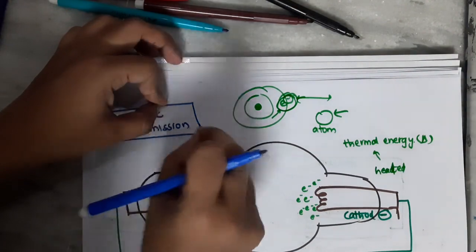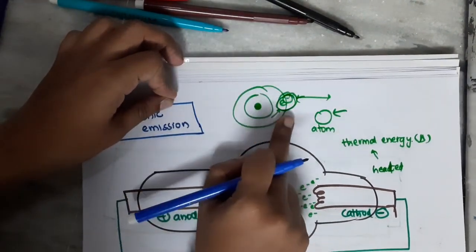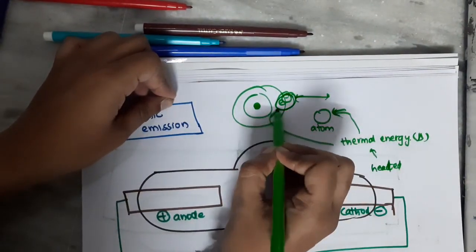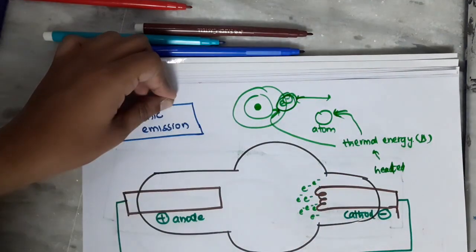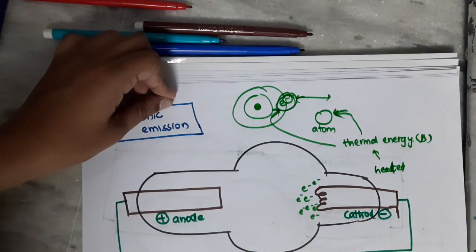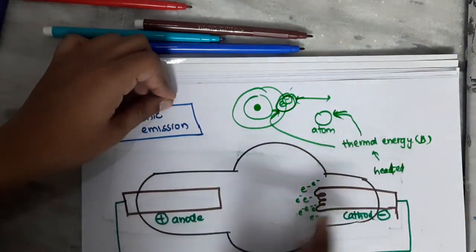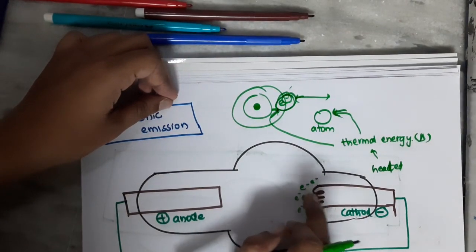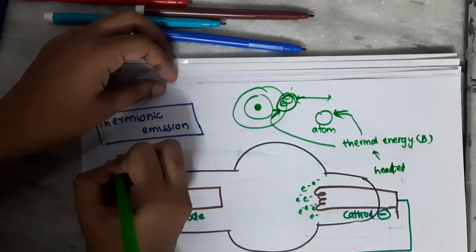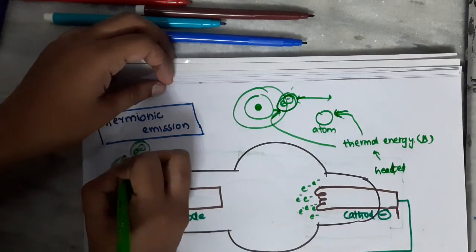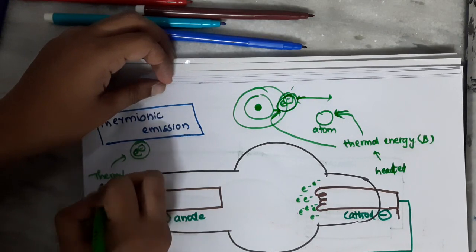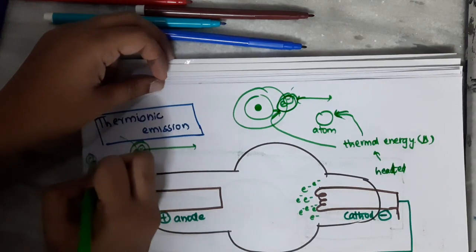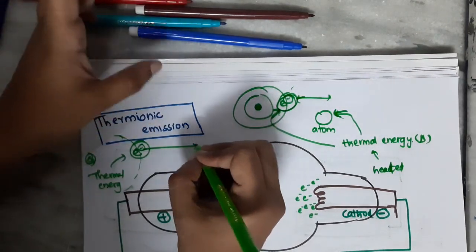This is the emission of electrons by absorbing thermal energy. This thermal energy is absorbed by the atom, and the main thing absorbing the thermal energy is the electron, and as a result the electron comes out of its orbit to a certain distance away from the metal surface. So thermionic emission is when an electron takes the thermal energy and moves away from its orbit.